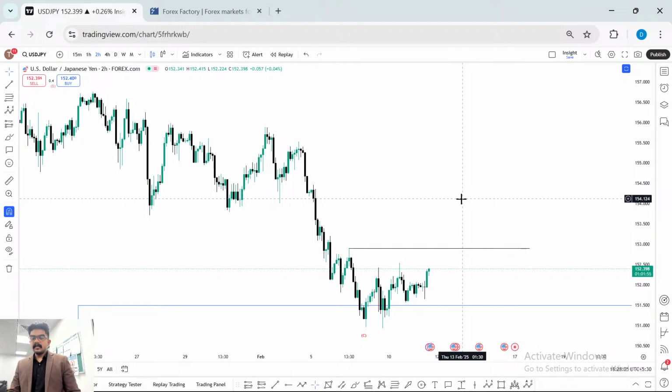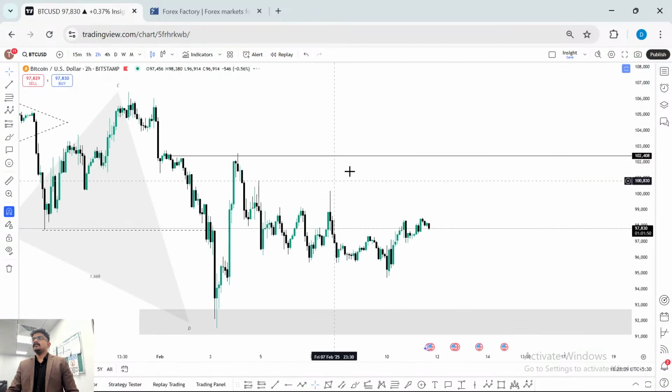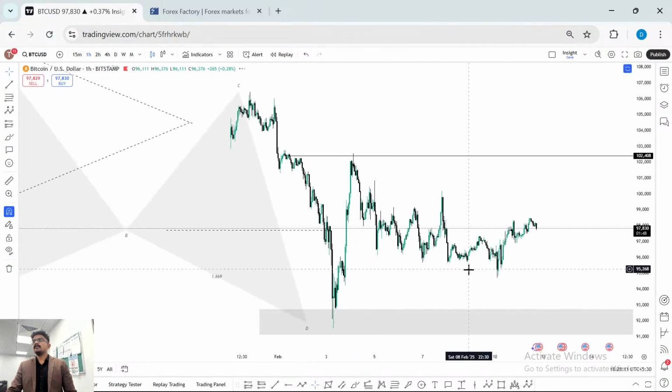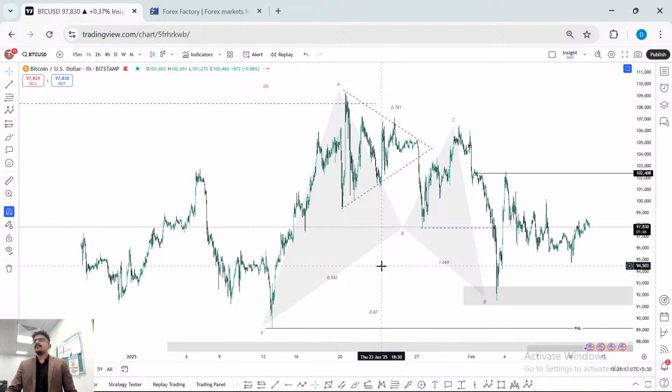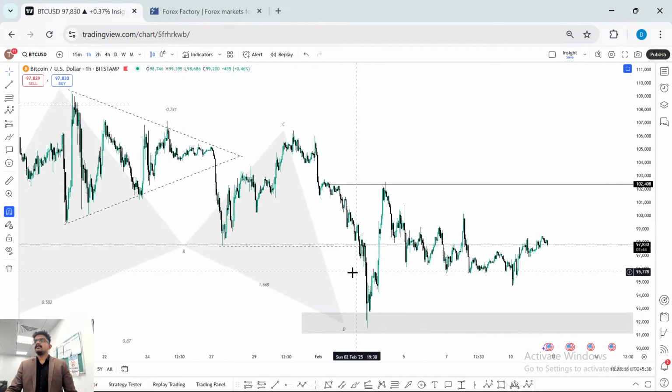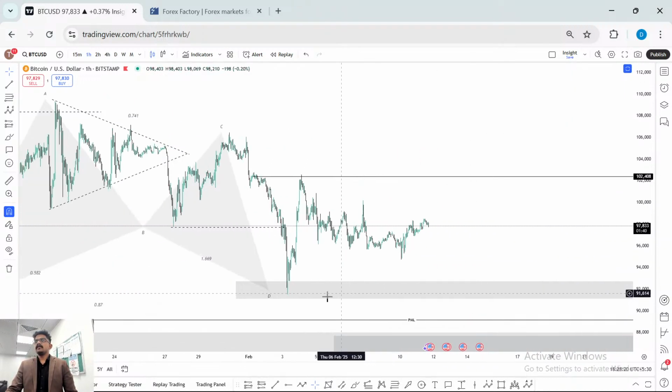Could you please check BTC USD in 1 hour? BTC USD in 1 hour, I'm not seeing any kind of entries right now because it's completely consolidating. Anyway, it's shown some good reversals from the D point.